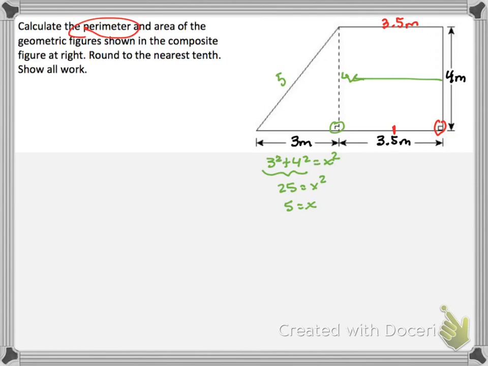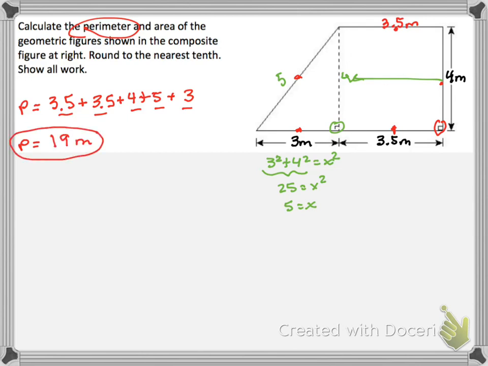So my perimeter here is going to be my 3.5 plus my 3.5 plus my 4 plus my 5, and I'm missing one more, 3. So I have 1, 2, 3, 4, 5 pieces. Just making sure I had everything. So 3.5, 3.5, 7, 8, 9, 10, 11, 16, 19 meters in total all the way around.